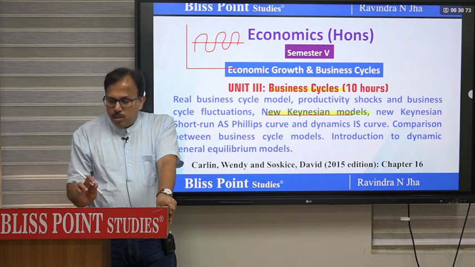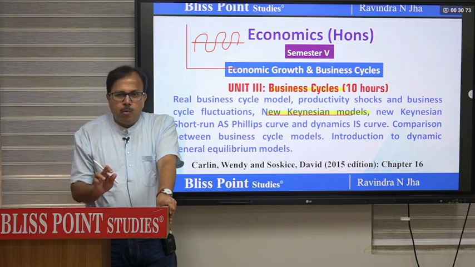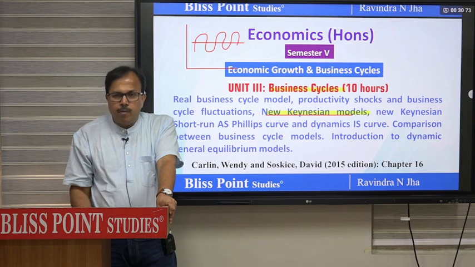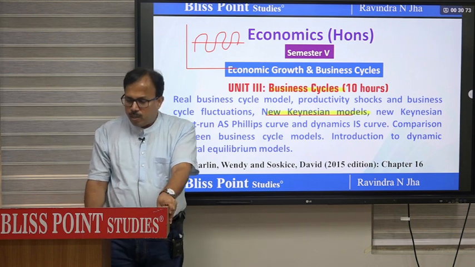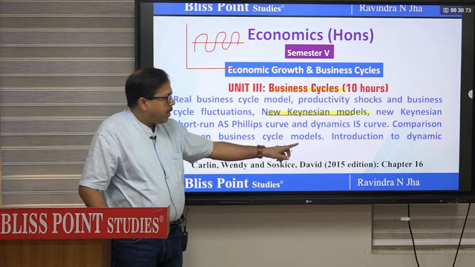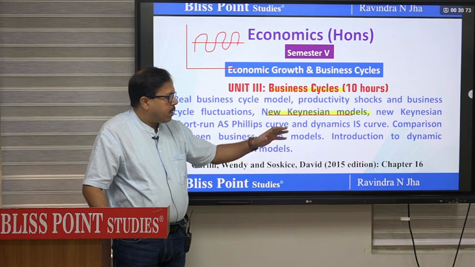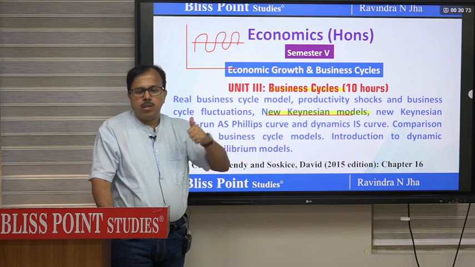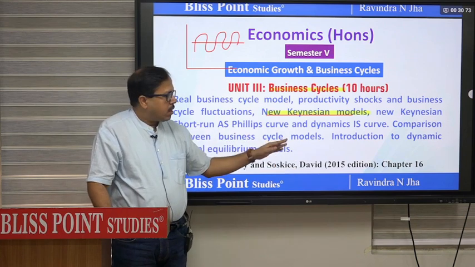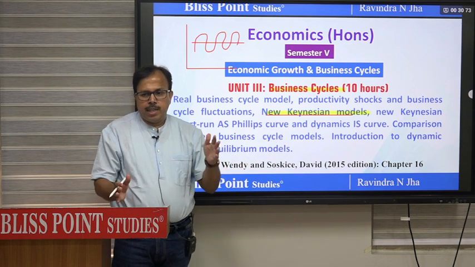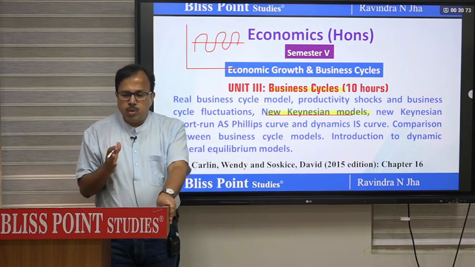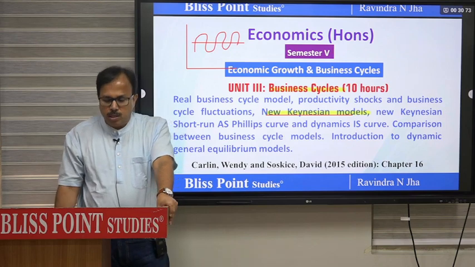Now unit number 3 and unit number 1 combined will have a weightage of 50%, and unit number 2 alone will have a weightage of 50%. Clear? And the third unit is only chapter number 16. So you can find one chapter in the first unit and one chapter in the third unit, but the second unit is the bulk, chapter number 2 to chapter number 6. Clear?